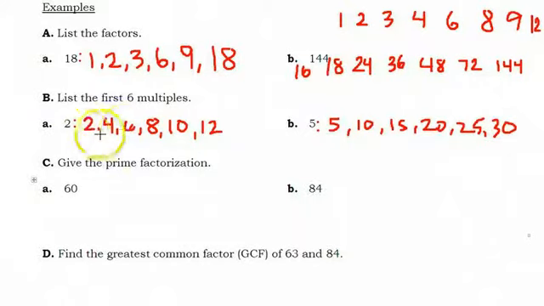So again, just 2 times 1, 2 times 2, 2 times 3, and so on. 5 times 1, 5 times 2, 5 times 3, and so on. Okay, we have prime factorization. Now I'm going to draw this the way that I learned it.